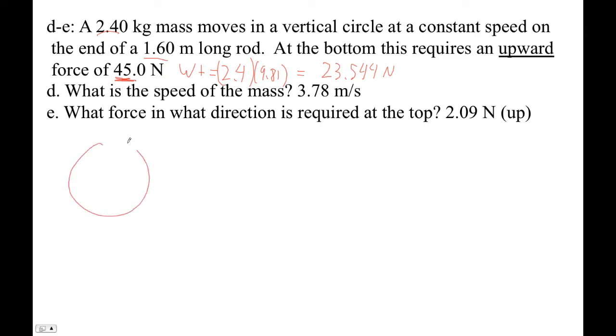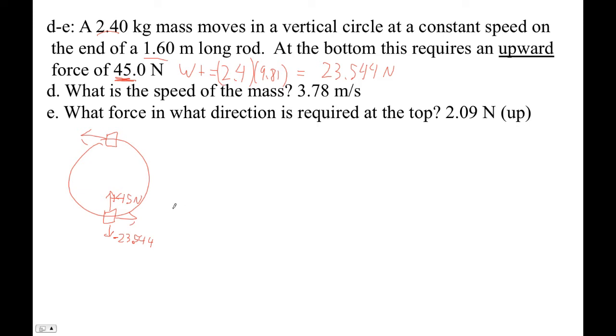Okay, so here we are at the bottom. We're going around in this nice circle, right? Here we could be at the top. At the bottom, we're accelerating up, so we'll get an upward force. The force of gravity, though, is acting down, 23.544 newtons this way, and then we have an upward force of 45 newtons. That's going to be positive, and this has got to be negative.